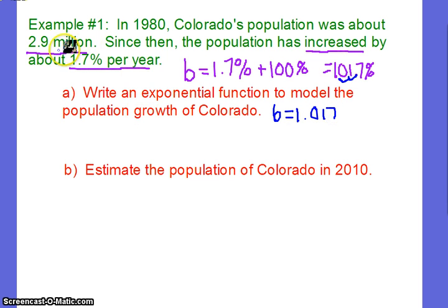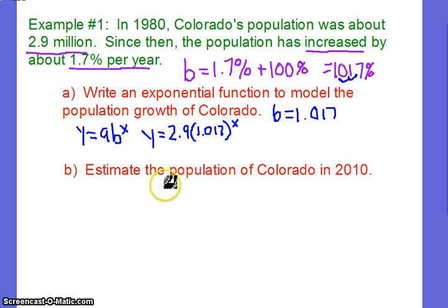1.017. Now again, here's our initial amount, so all we have to do is fill in y equals A, B to the x. So y equals A, which is 2.9 million, times B, 1.017 to the x power.